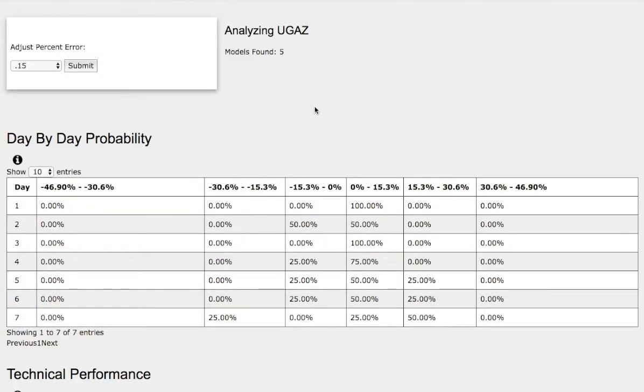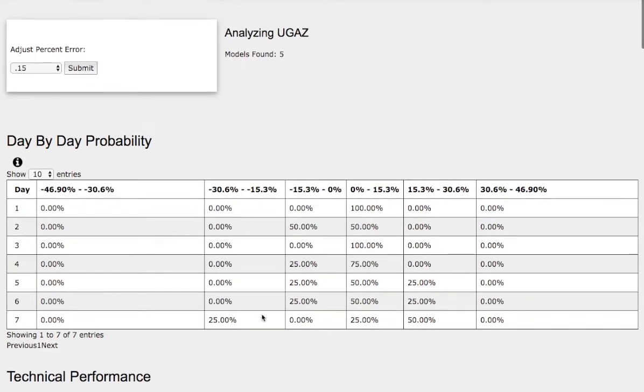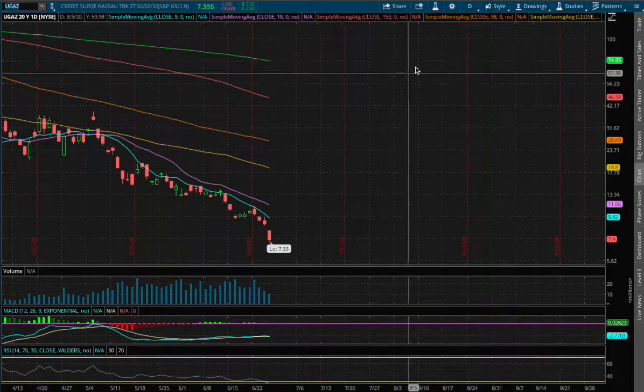In this video, we'll be using the day-by-day probability model as our support and resistance gauges, and these models are based on past trends that are similar to the current trend but not identical, so do keep that in mind. So let's start off with the technical analysis for UGAZ.